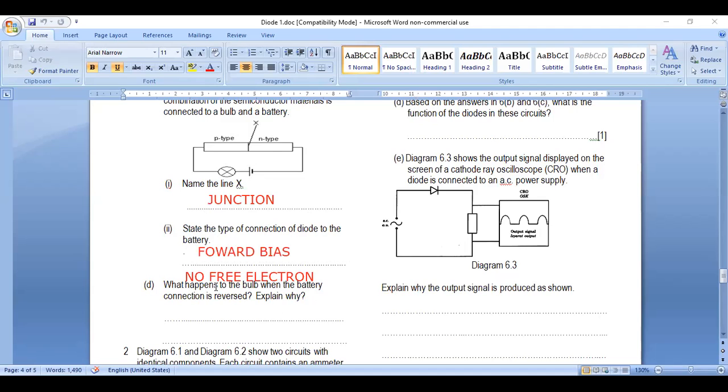And then, what happens to the bulb when the battery connection is reversed? The answer is it does not light up. The reason is because the diode is reverse bias.